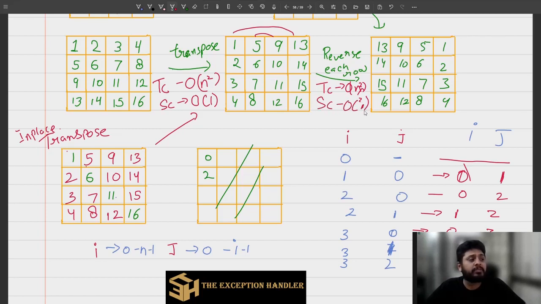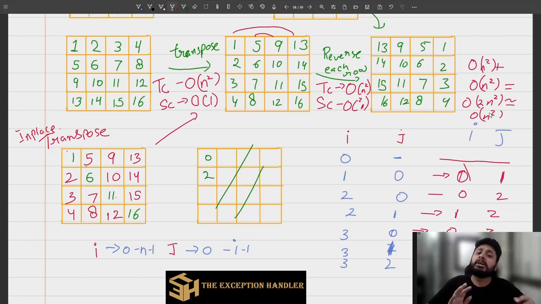So I'll write the time complexity a bit clearer so that it is clear. So my total time complexity becomes big O of n square plus big O of n square. So that is equivalent to big O of 2n square, which is similar to big O of n square. So the complexity becomes big O of n square. So this is the complexity.